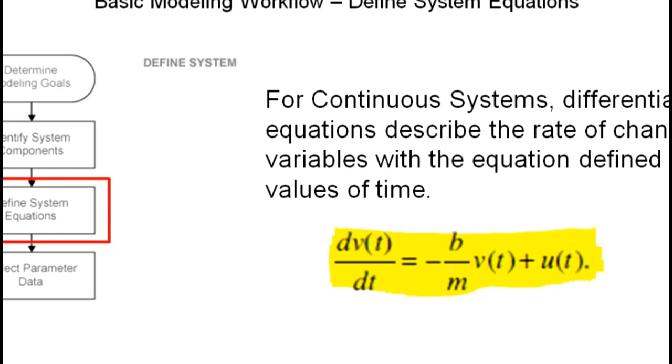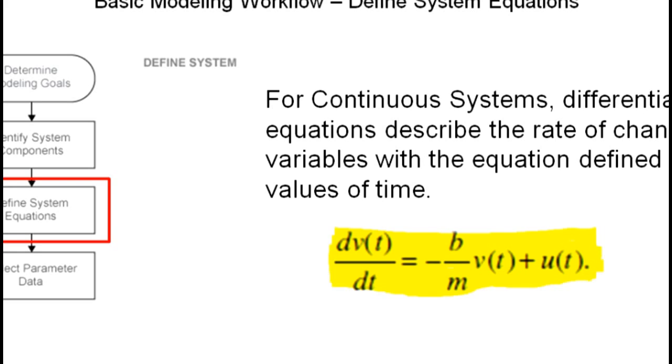Then defining the system equations. After identifying the components in a system, one can describe the system mathematically with equations. Deriving the equations using scientific principles or from the input-output response of measured data can be done. You can use either of the ways.